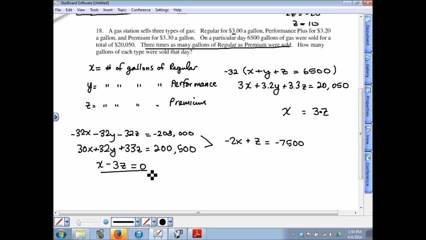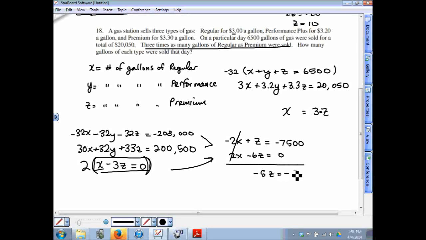If you now combine this equation right there, we have x minus 3z. And actually, what I'm going to do before I do that, I'm going to try to eliminate the x variable, so I'm going to have to go ahead and multiply this equation by 2. And then I'm going to bring it over here, so now it becomes 2x minus 6z equals 0. Add these together, we get negative 5z is equal to negative 7,500. Divide by negative 5, z is equal to 1,500. So that's the number of gallons of premium.